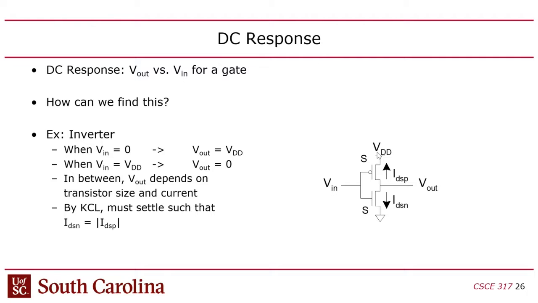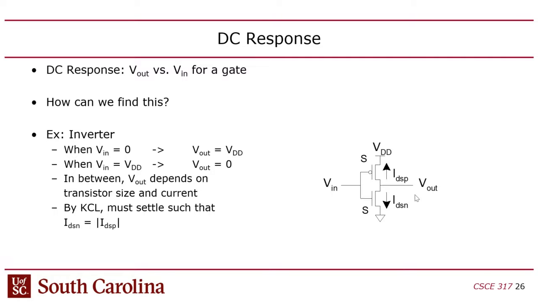Kirchhoff's current law, which, now this is a little bit misleading because we're assuming for the moment that there's no current coming out of this transistor. So we're assuming that we're not loading the output. If there's no current coming out of this guy, which would happen if we had a load, like a resistor to ground, or a capacitor attached to the output, which is what you would have if you were driving other gates.